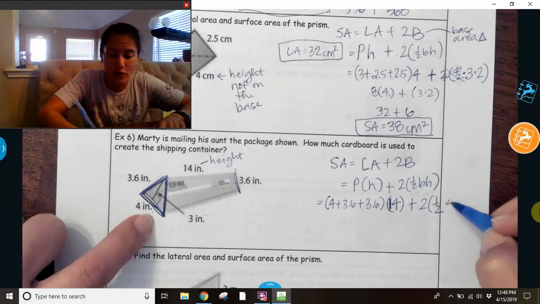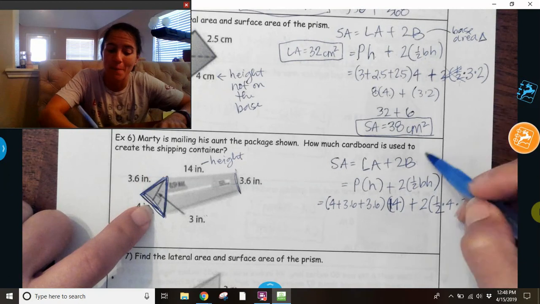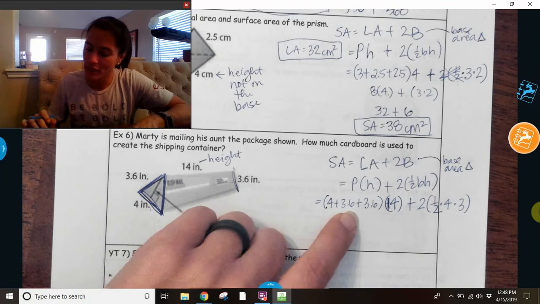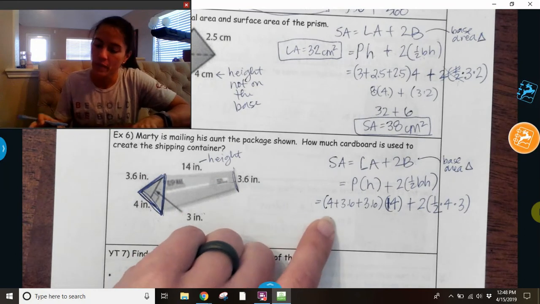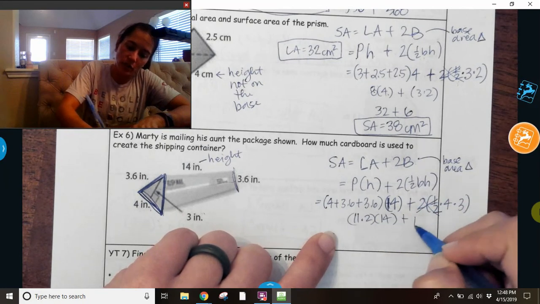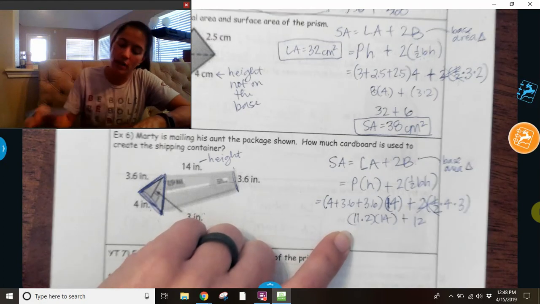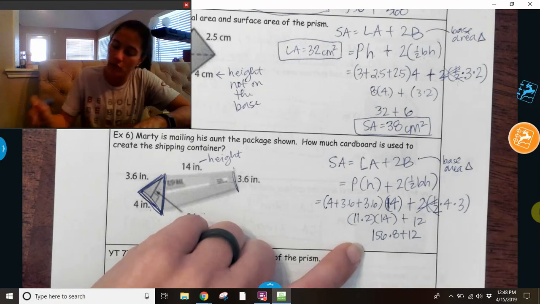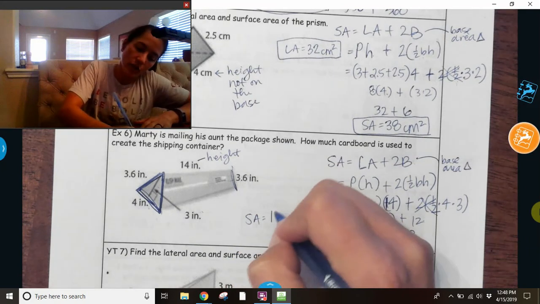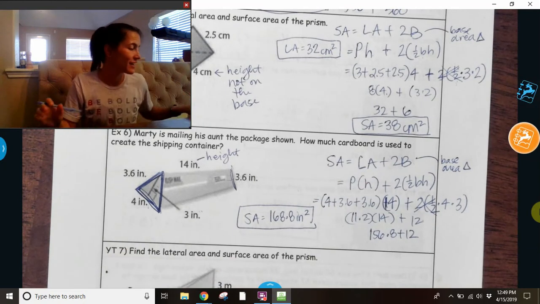Plus 2, 1/2. Again, I'm just copying it down. The base of the triangle is 4. And the height of the triangle is 3. Base and height of the triangle. So again, this is the base area of the triangle. All right, so I'm going to add all these up. 3.6 plus 3.6 plus 4 is 11.2. Again, the 2 and the 1/2 cancel, so I'm just left with 12, because 4 times 3 is 12. 11.2 times 14 is 156.8 plus 12. So we would need approximately 168.8 inches squared of cardboard to make this shipping container.